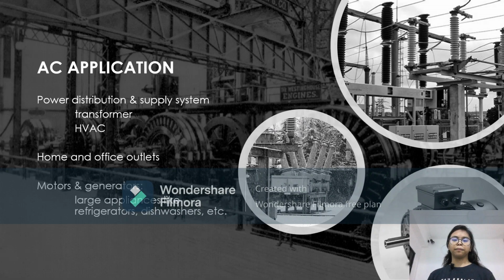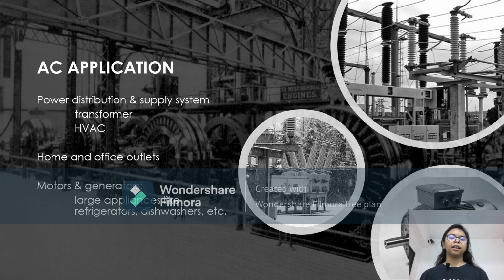Let's go on to the AC application. Alternating current tends to be used for power distribution. This is because of its advantage that it can easily be converted to other voltage levels using simple transformers, which do not work with direct current. If power is distributed at a high voltage, then less energy is lost during transmission.